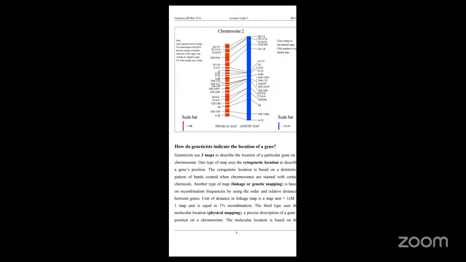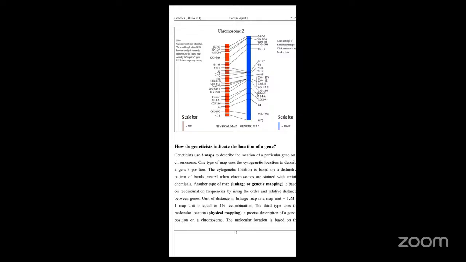Another type is the linkage or genetic mapping. It is based on recombination frequency. Here the unit of distance in the linkage map is called one map unit, and one map unit is equal to 1 centimorgan. Actually, why is this called 1 centimorgan?